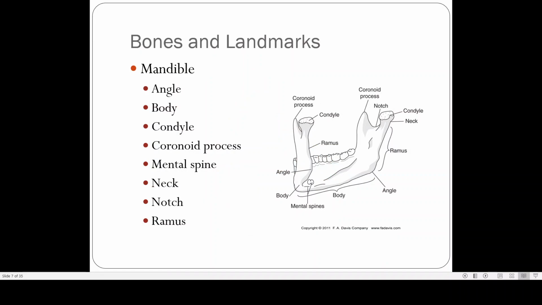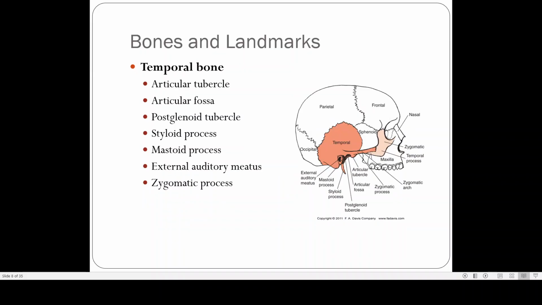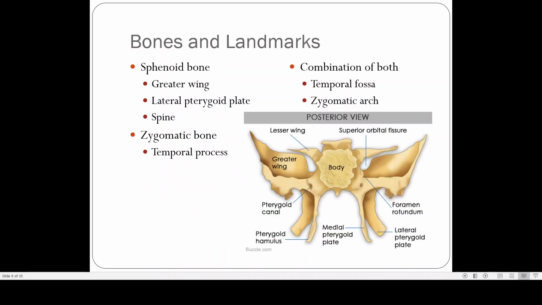It is important that you take a minute and you look at your bones or you revisit these landmarks if you have not looked at these before. We have a lot of bony attachments in these areas. So the mandible, we do have some articulations there on the temporal bone. The sphenoid bone, zygomatic bone, and then we have a combination of both to create your cheekbones, essentially, your zygomatic arch.